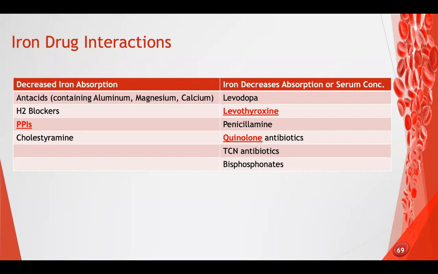And then these medications, iron actually decreases the absorption or the serum concentration. So levodopa, which is in Parkinson's disease medications, levothyroxine, penicillamines, quinolone, and tricyclic, tetracycline antibiotics, and bisphosphonates. So remember, with our antibiotics, we want to make sure that we're spacing them from iron by a certain amount of time, because it can chelate and decrease the absorption. The same with our levothyroxine, and then we know our bisphosphonates absorption is decreased if it's taken close to any type of medication.